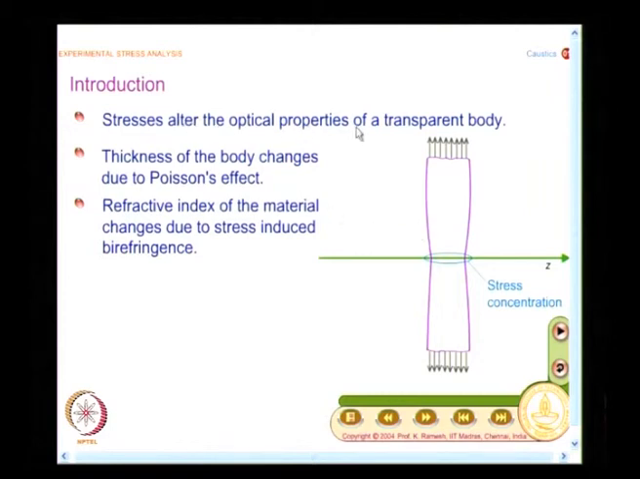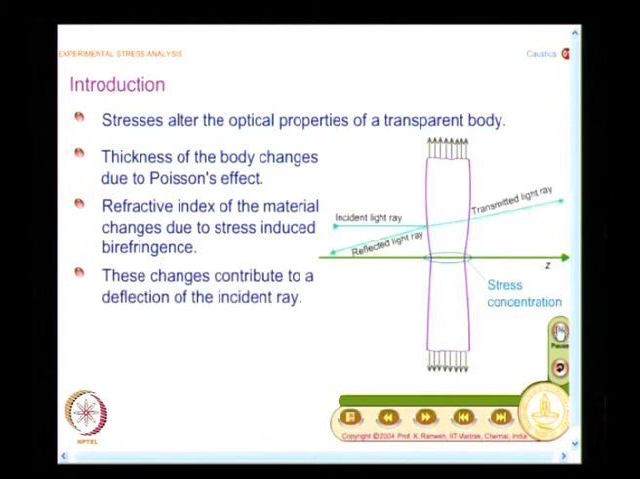Stresses alter the optical properties of a transparent body. You will also have change in the refractive index. If it is a metallic specimen, there is no question of refractive index getting changed. The thickness change because of Poisson effect is very prominent near the stress concentration zone. And if I use a transparent model, most of the transparent models which we use are also birefringent. So, the refractive index also has an influence. So, the combined influence of this causes the formation of caustics.